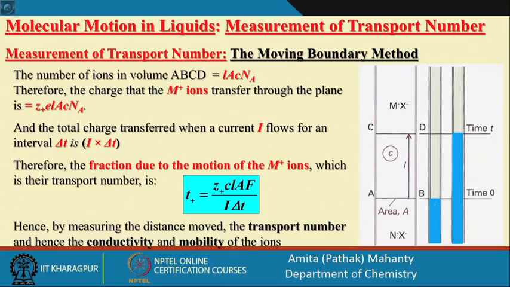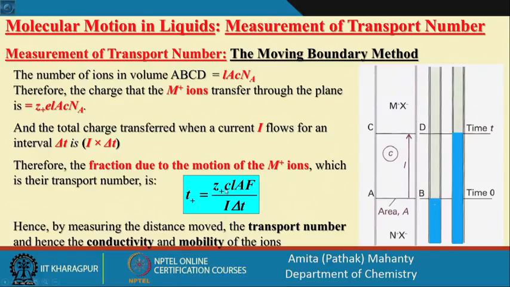So, the fraction of the motion of the M plus ion can be given by the total charge which is carried by the ZE type of ions divided by the total charge which is transferred when the current I flows for delta t time. This gives you the charge for the flow of I current through an interval of delta t, right. This is the total charge passing in time delta t, and this is the charge of interest contained in the volume element ABCD.